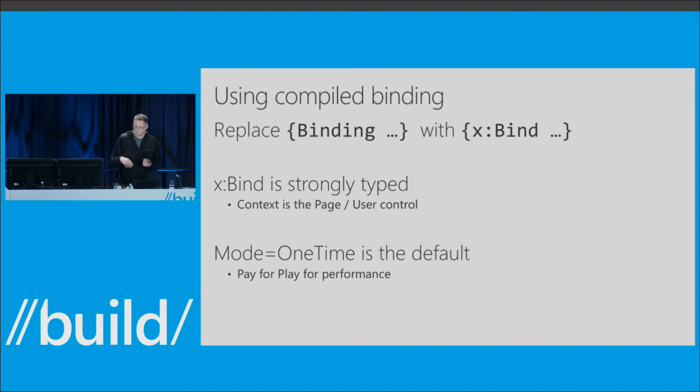on the binding object. Both of those are object type, so we don't have the type information we need to do code generation. So for XBind, to do the code generation, we need that type information, so it's strongly typed. For bindings inside a page or user control, we use that page or user control itself as the context for the bindings. The other big change we've made is because we want to be pay-for-play for performance, we've changed the default mode of the binding from one way to one time. You can still use one way, you just need to be explicit and opt into the extra work that's going to go on for that.